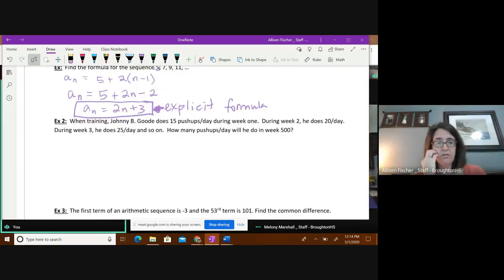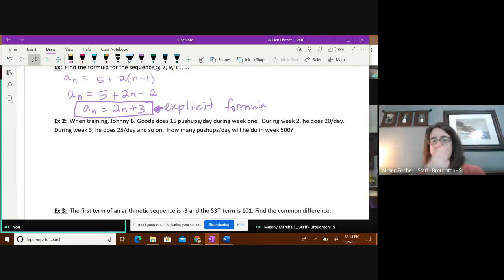All right, so our next example is actually a word problem, and a lot of you are really smart people, and you could probably figure this out without doing a formula. Others of us would prefer to have formulas to figure some stuff out. So it says, when training, Johnny B. Good does 15 push-ups per day during week 1. During week 2, he does 20 per day. During week 3, he does 25 per day, and so on. How many push-ups per day will he do in week 500?